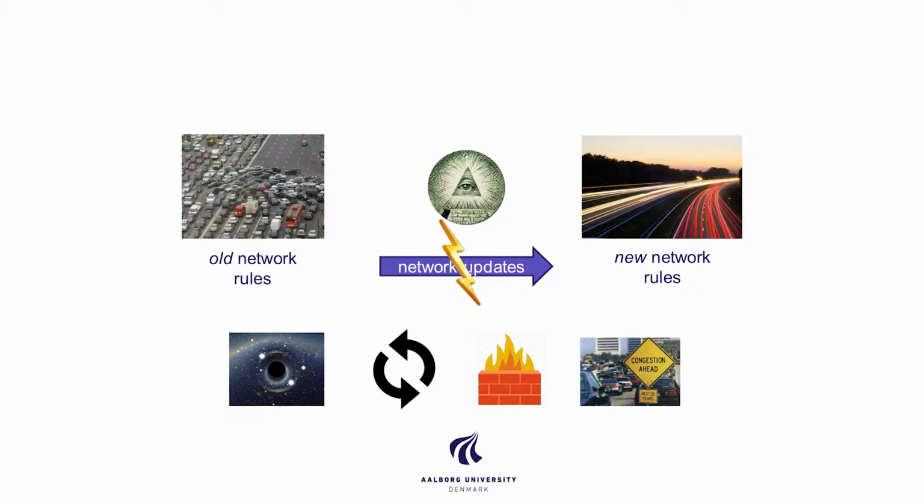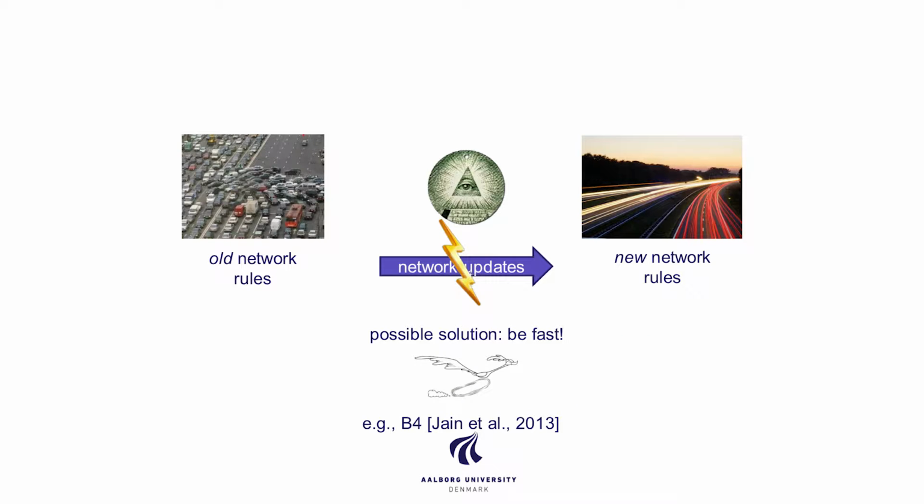And as we saw in the toy example in the beginning, there can be some problems. For example, there can be forwarding loops, or you can violate some firewall policies, or have some black holes, or have congestion on the way. And there are various ways to approach these consistency issues during the updates. For example, one thing would be just to try to update very fast and let the underlying protocol handle all the problems that can happen, which is, for example, done in the B4 paper by Google in their wide area network.